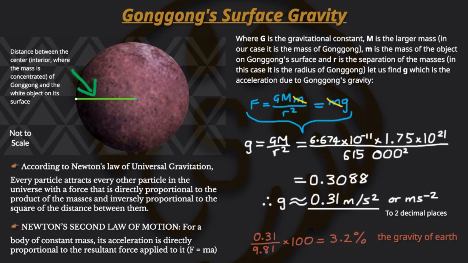And then we just want to see how that relates to the gravity on Earth. We know the gravity on Earth is 9.81 meters per second squared, and then we say 0.31 divided by the gravity on Earth using proportion, and then we multiply by 100%, and we get 3.2%. So it's a very, very small percentage or fraction of the gravity on Earth. It means that it's much easier for things to float into space on Gonggong than it is on Earth.